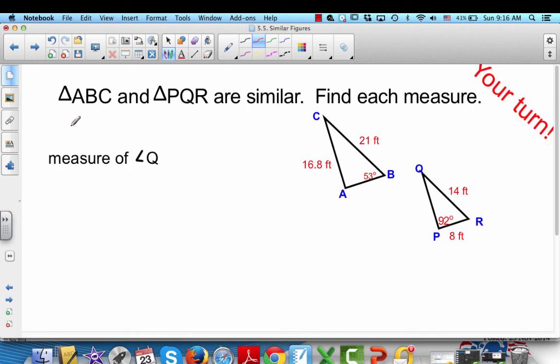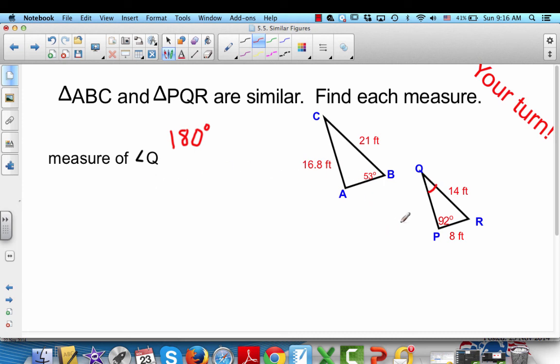Your turn. One thing you're going to have to remember now in this one is that all triangles have 180 degrees. That's a clue for you. So find the measure of angle Q here. All right, so go for it. Pause the video and see what you get.